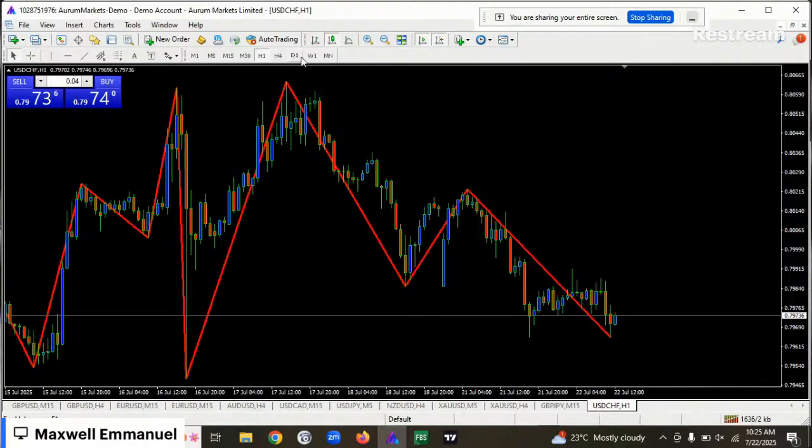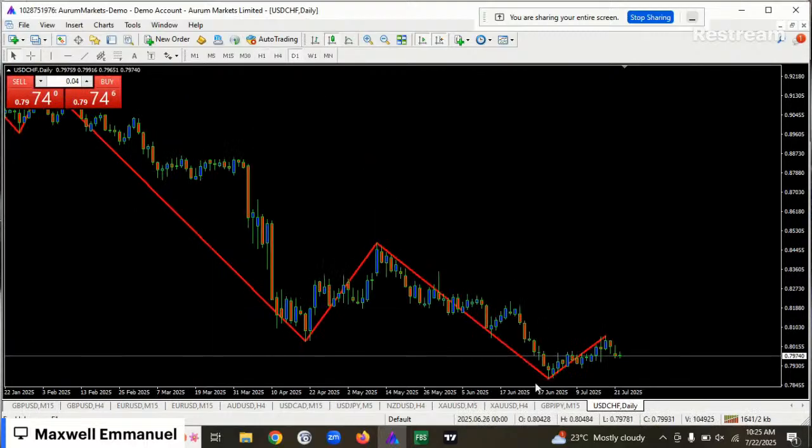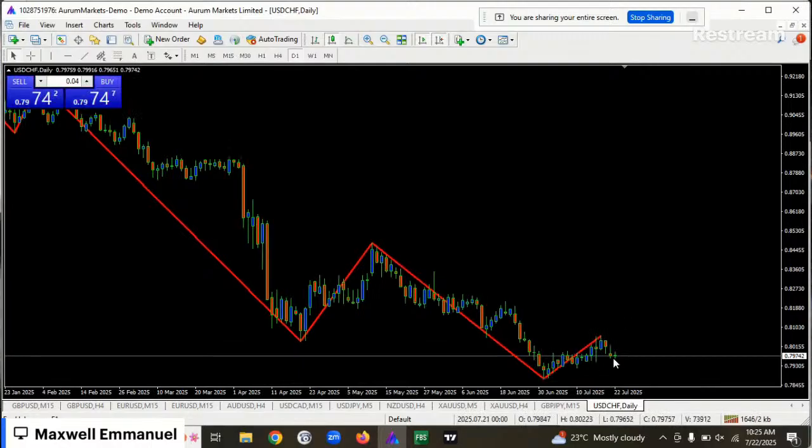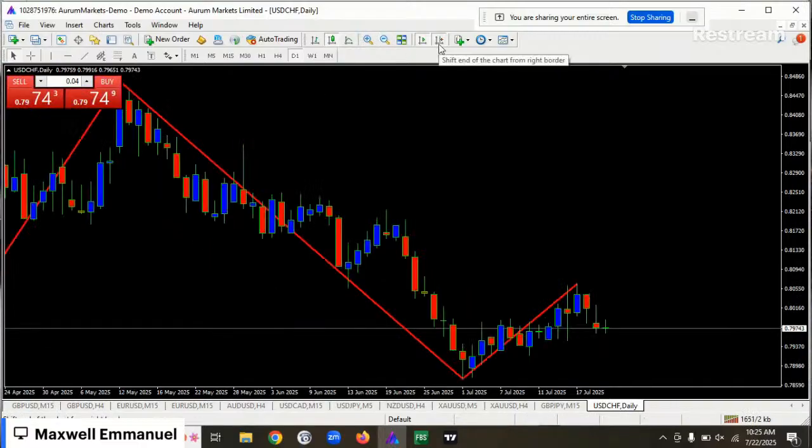Okay, so dollar bullish. So let's start with the daily. What I have here, it's a buy setup. Yesterday's candle closed as an inverted hammer, though the body is bearish.